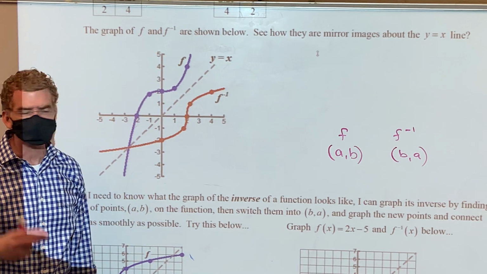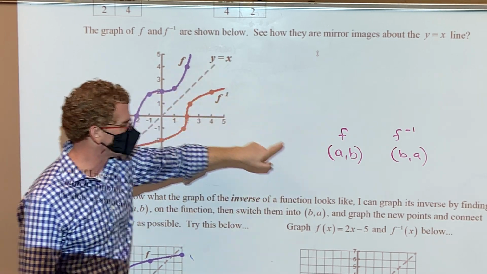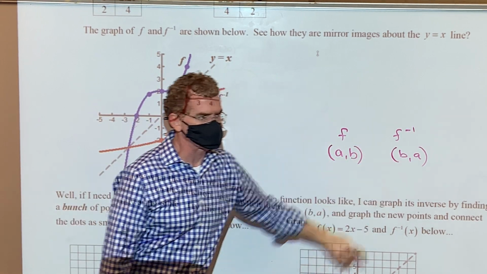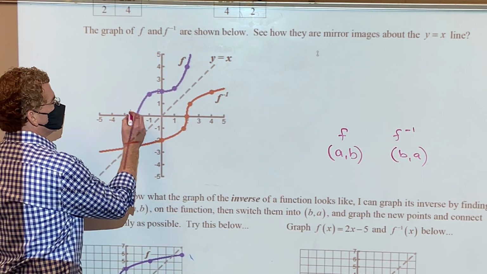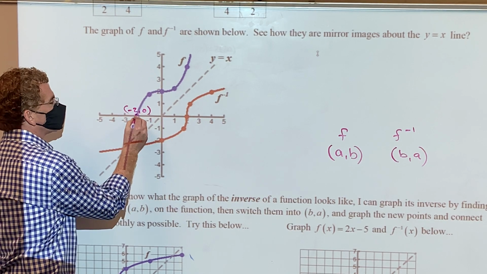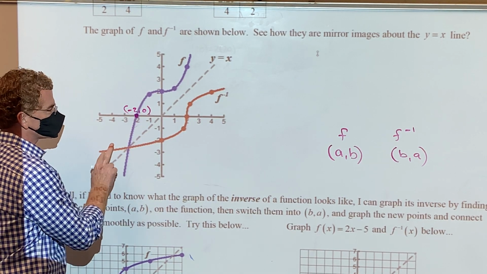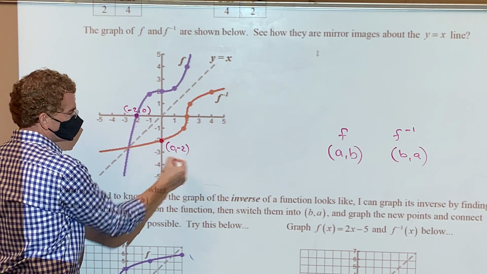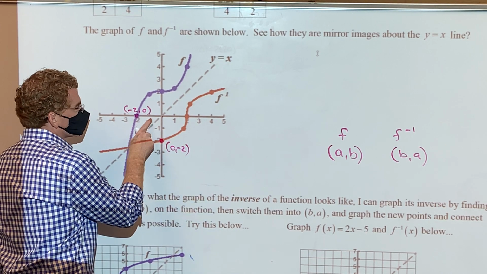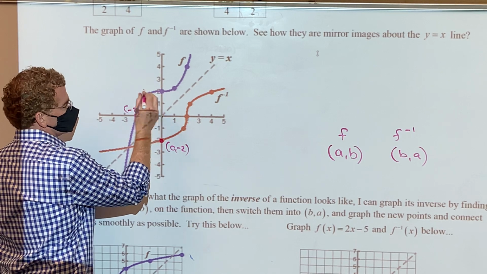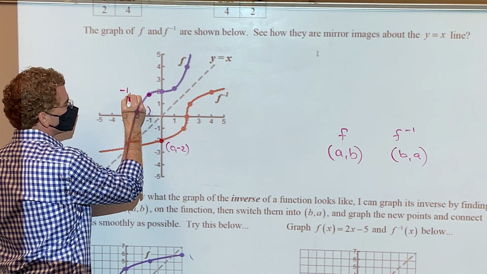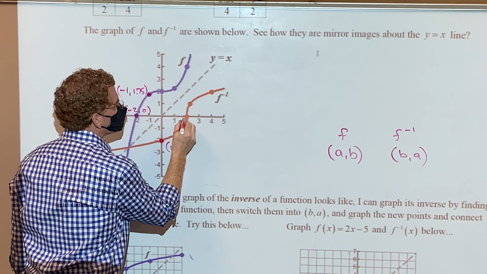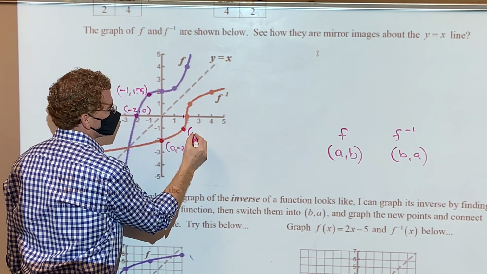And why is that? Because a y of this one is an x of that one. So points like (-2, 0) over here are going to exist as what? (0, -2) over here. Points like (-1, 1.75), I'm guessing, here are going to exist as (1.75, -1).